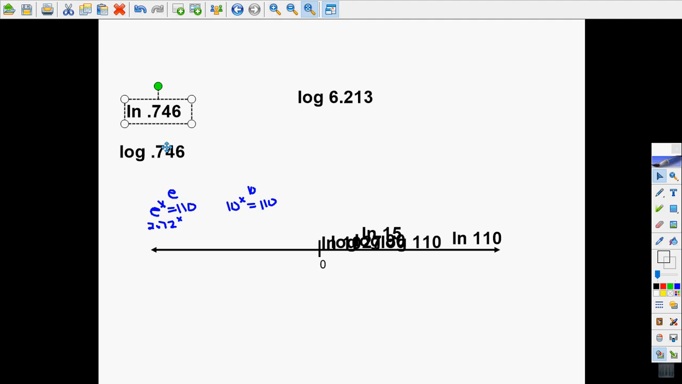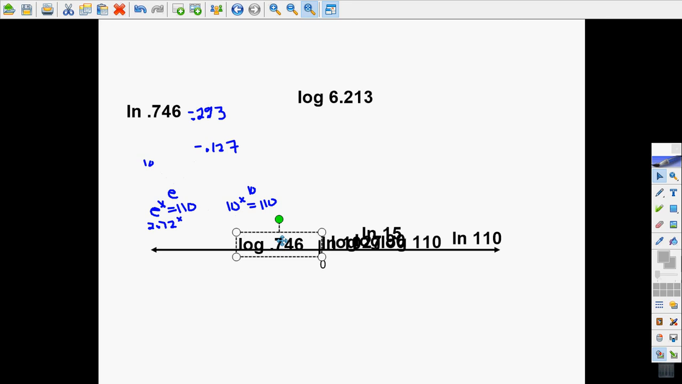If we had the natural log of 0.746, it's going to be negative, right? We knew it was going to be negative because it went to a decimal. 0.293. If I do log base 10 of 0.746, we're going to get negative 0.127. So it makes sense for the 10 to be closer to 0 because you're going to have to multiply 10 by itself less times than you are going to have to multiply E by itself to get the same value.